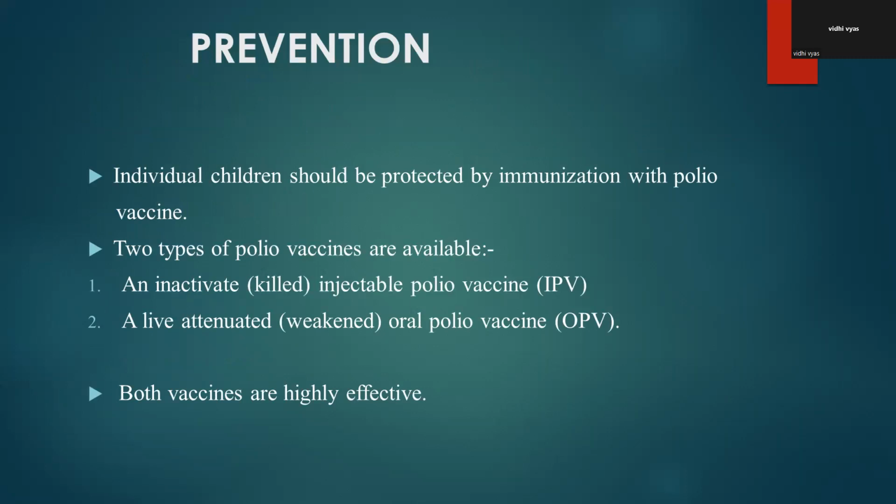Prevention. Individual children should be protected by immunization with polio vaccine. Two types of polio vaccines are available. First, an inactivated killed injectable polio vaccine, IPV. Second, a live attenuated weakened oral polio vaccine, OPV. Both vaccines are highly effective.